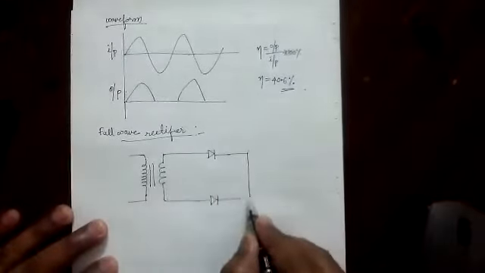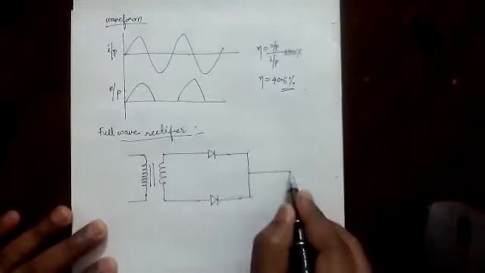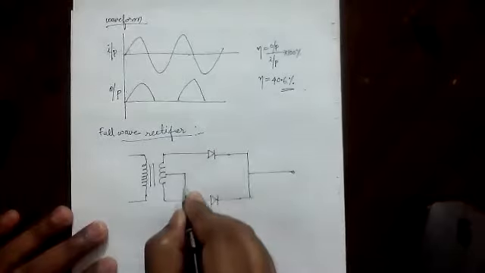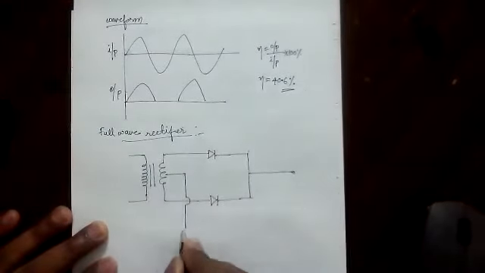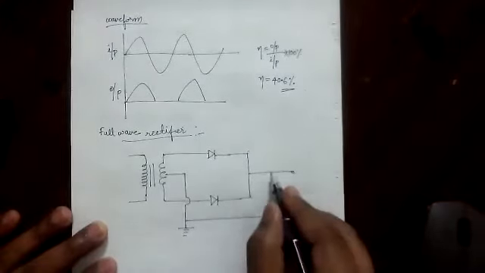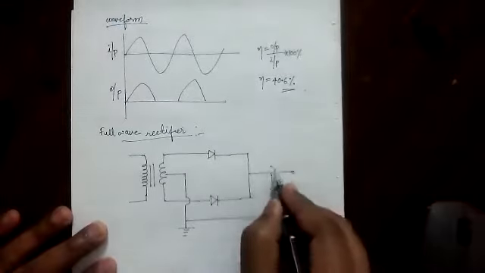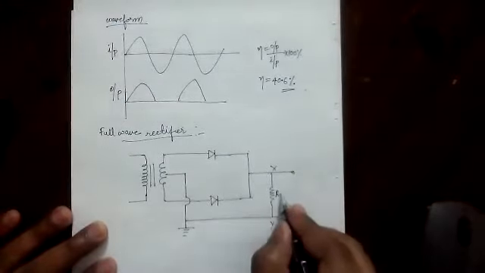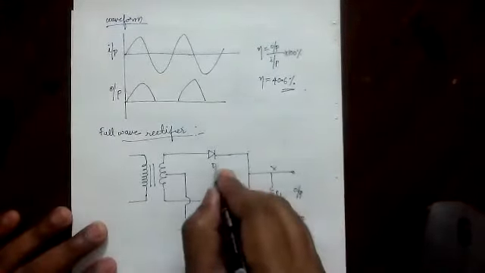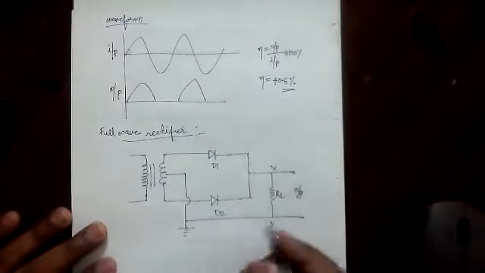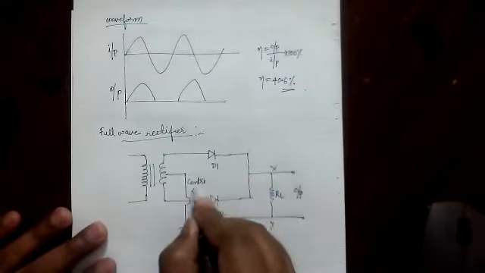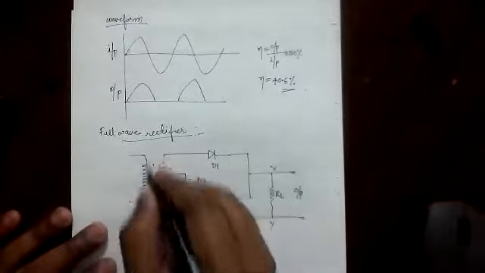Now from here, there is a center tap. This is X and this is Y. This is RL. RL is said to be the load resistor. This is the output, and this is diode D1, this is diode D2, and this is the center tap. What is the purpose of the center tap? I will tell you. This is the center tap, and this is a transformer.